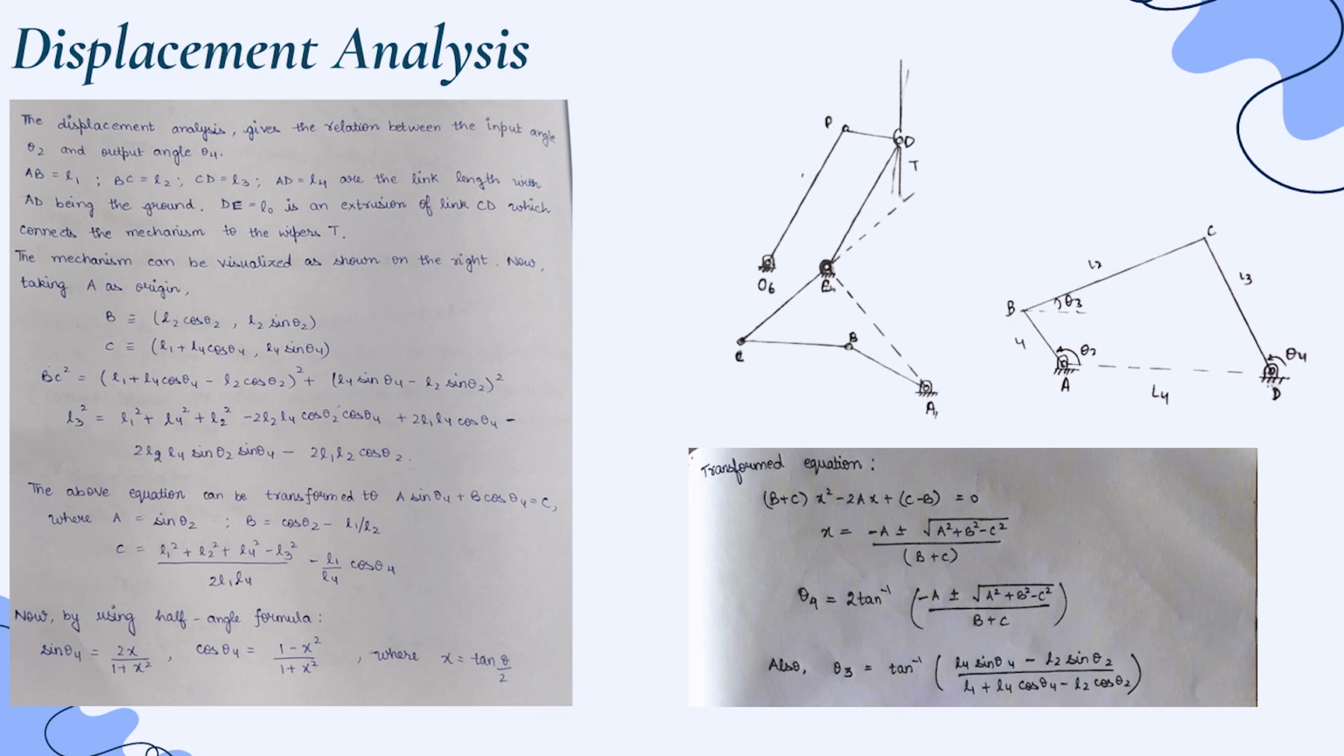Now we'll use the half angle formula where we take sin θ4 = 2x/(1 + x²), cos θ4 = (1 − x²)/(1 + x²), where x is taken as tan(θ/2). Now we'll get a transformed equation as follows: (b + c)x² − 2ax + (c − b) = 0. Now solving this equation we get x as follows. Now putting x in the previous equation we'll get the corresponding values of θ4 and θ3.